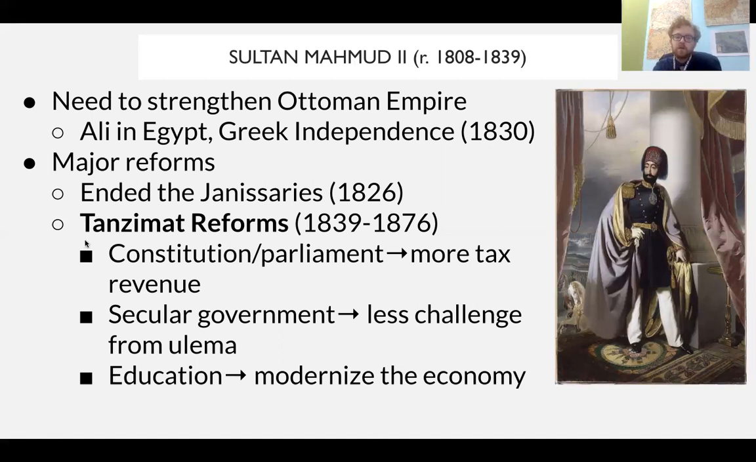For instance, we will see a constitution and parliament. These are designed to ensure there is maximum tax revenue. They clearly work in Great Britain. Let's try them out here in the Ottoman Empire. There's also going to be the institution of natural rights, of things like legal equality before the law, religious freedom, the right of privacy, the right to freedom of speech.